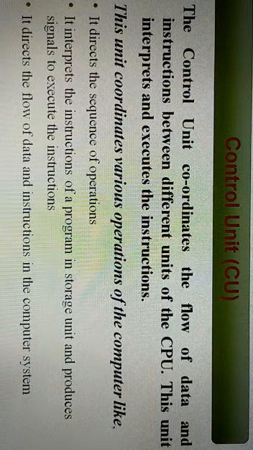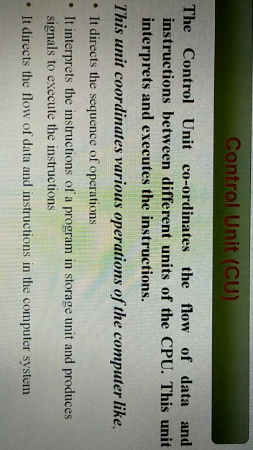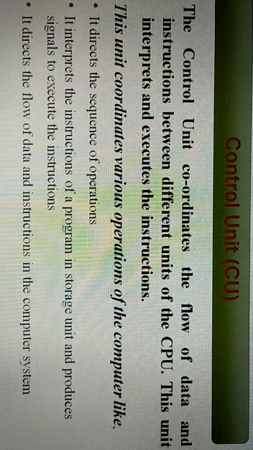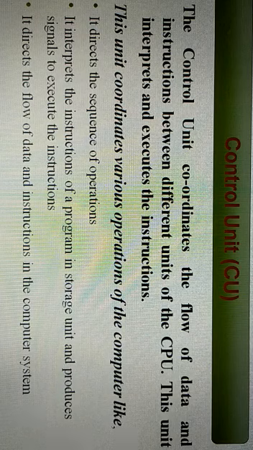So this unit coordinates various operations of the computer. How does it coordinate? The first point: it directs the sequence of operations. Whenever any instruction is given through the input device, the processing of the instructions is completely carried out with the instructions of the control unit. So the sequence of operations is directed by the control unit.